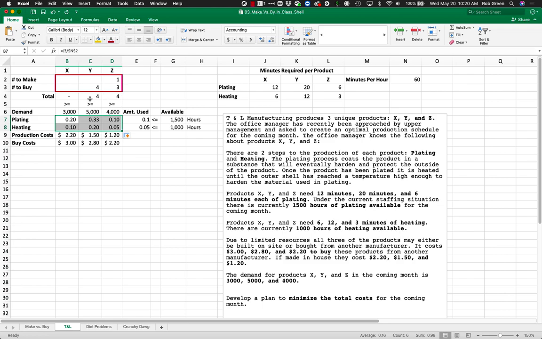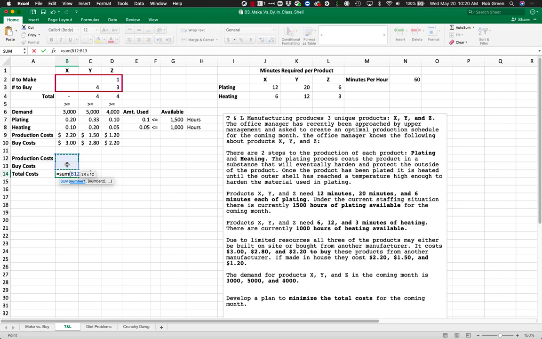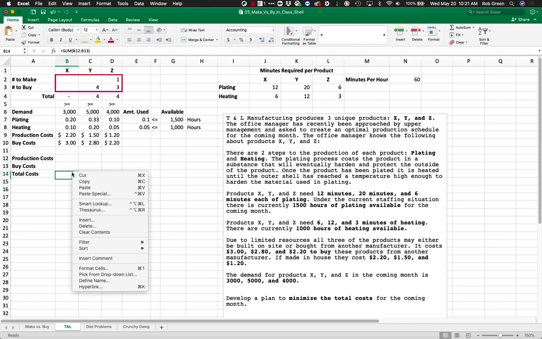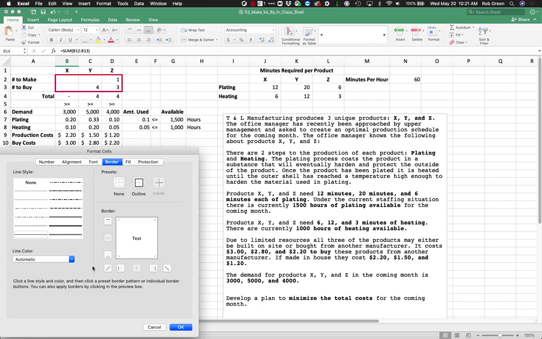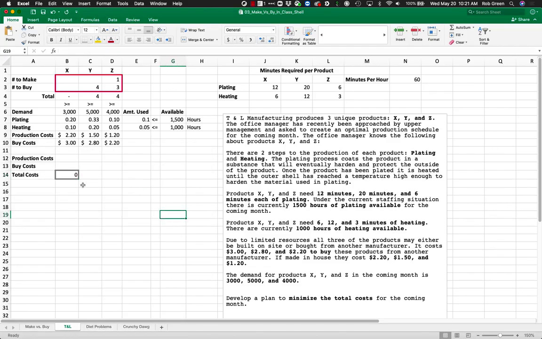Okay, I have my constraints. I've calculated the 2 constraints that I have. So now I have costs. I have my production costs, I have my buying costs, and I have my total costs. Total cost is perhaps the easiest because it is just the sum of my production and buying costs. So we're going to add that in. We're even going to go ahead and format this cell with our nice double border to demonstrate that it is our objective function. We also know these will all be monetary values, so we'll change them with the $ sign.